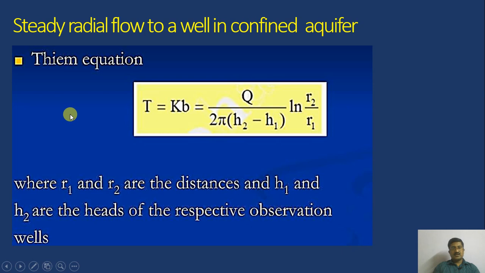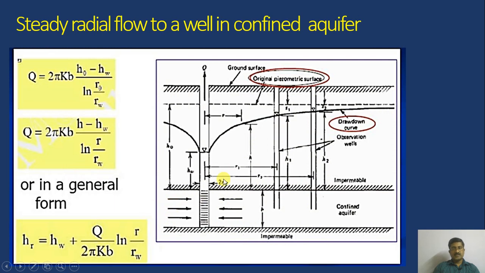Thiem's equation can finally be written with T equal to K into B, which is Q divided by 2 pi into H2 minus H1 times log natural R2 divided by R1, where R1 and R2 are the distances of the observation wells at which the heads H1 and H2 are measured. Here you can see H1 and H2 at these observation wells, and the distances R1 and R2 are written here.